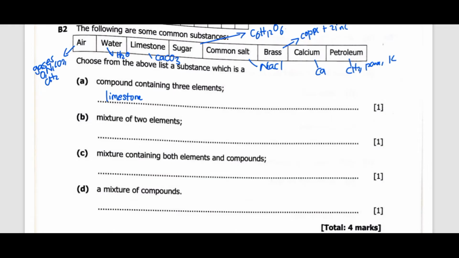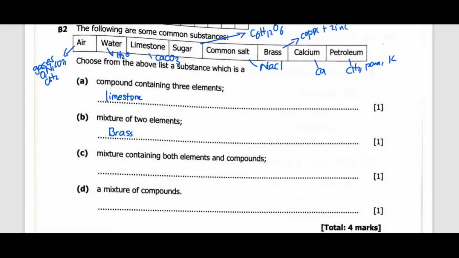A mixture of 2 elements. So here it's not a compound, but a mixture of 2 elements. We have our brass, since copper is an element, and zinc is also an element, which is a metal. So, a mixture of 2 elements.